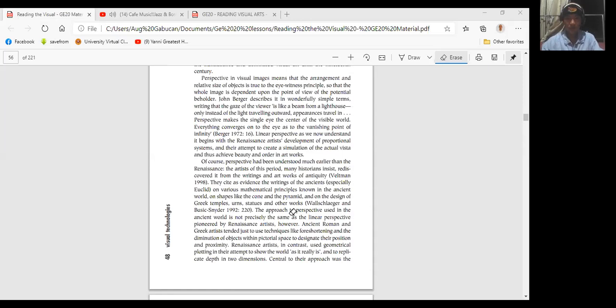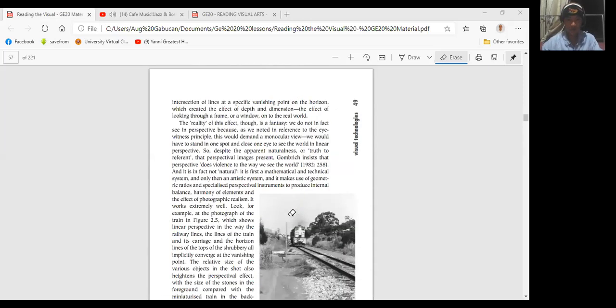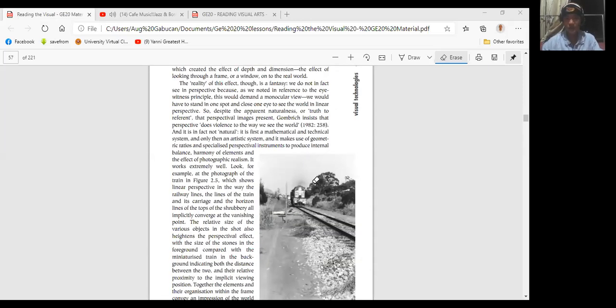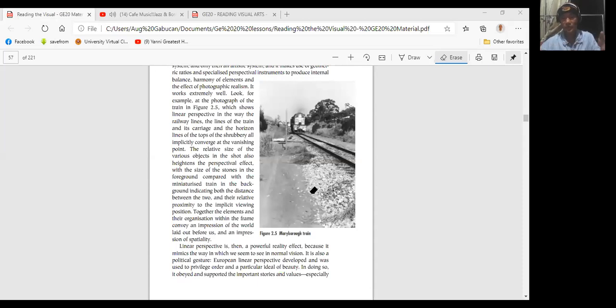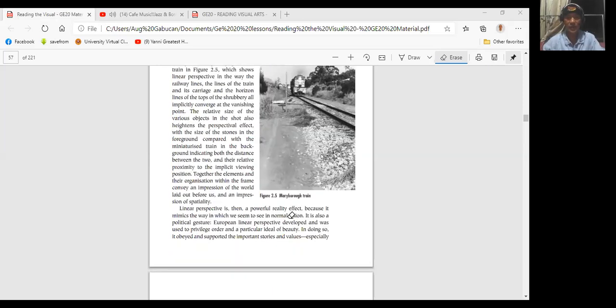What else? Here you can see the perspective. So you see the lines converging and the horizon vanishing, because that's how it is in nature. We call it a linear perspective. So it is a powerful reality effect because it mimics the way in which we seem to see in a normal vision.